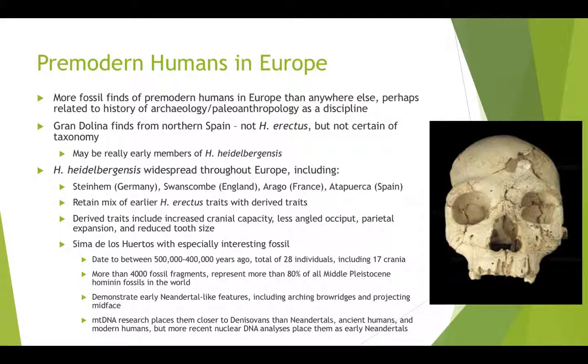We have Homo heidelbergensis elsewhere in Europe. We've got the Steinheim skull from Germany, the Swanscombe skull from England, the Arago skull from France. We've got the Atapuerca Mountains and multiple materials coming out of Spain. All of these pre-modern humans retain this mix of earlier Homo erectus traits combined with these derived traits of modern humans. These derived traits specifically focus on some of these characteristics of increasing brain size. So it includes increased cranial capacity, a less angled occiput, parietal expansion, and reduced tooth sizes.